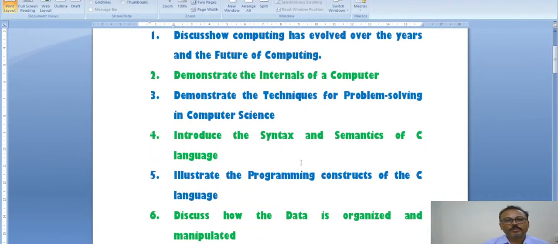Demonstrate the techniques for problem solving. How do you solve the problems in computer science? Demonstrate the techniques for problem solving in computer science. So introduce the syntax and semantics of C language. Language is just about syntax and semantics.